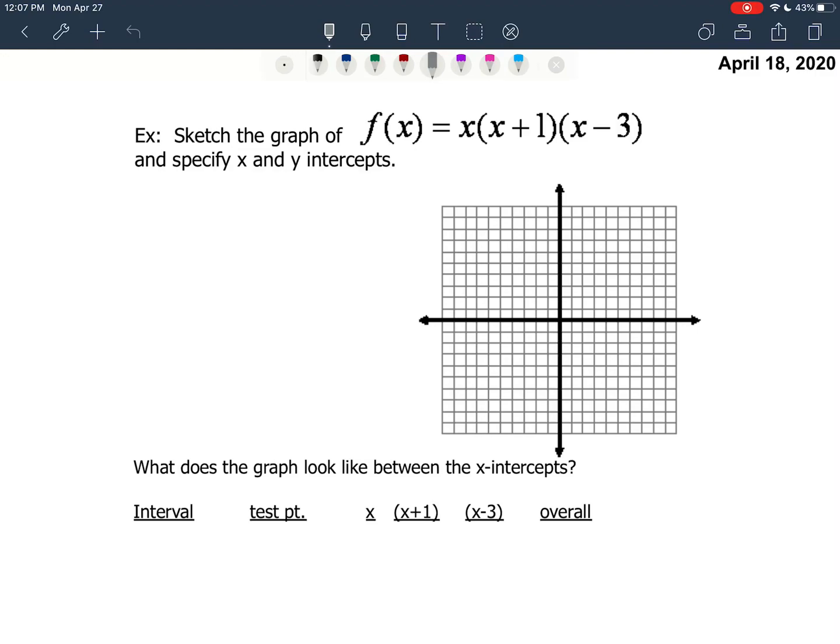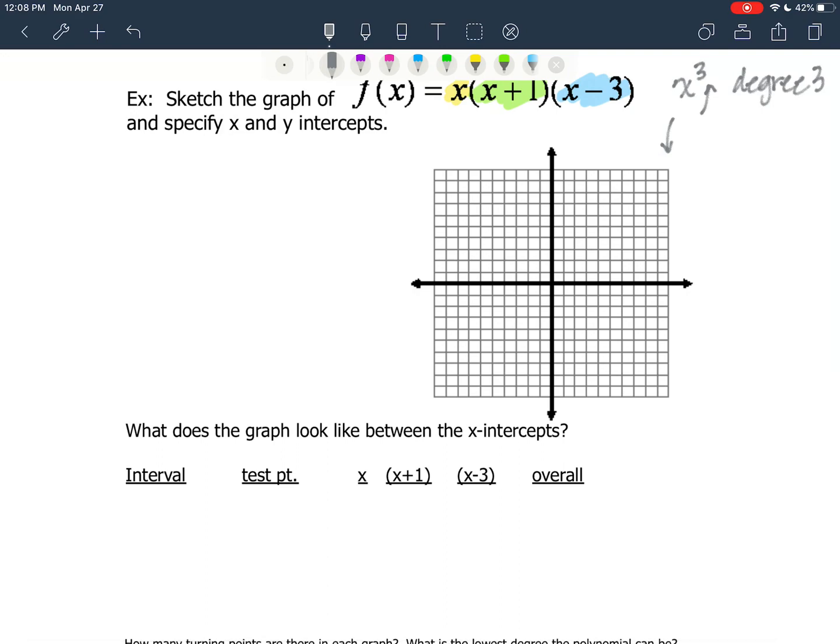Okay, here we're given the graph of a degree 3 polynomial. We know it's a degree 3 because if we were to multiply each factor, x times x plus 1 times x minus 3, we would end up with an x cubed, which is a degree 3 polynomial. Now, in a degree 3 polynomial, we know that the end behavior is going to look very similar to an x cubed, in which the left end is falling and the right end is rising.